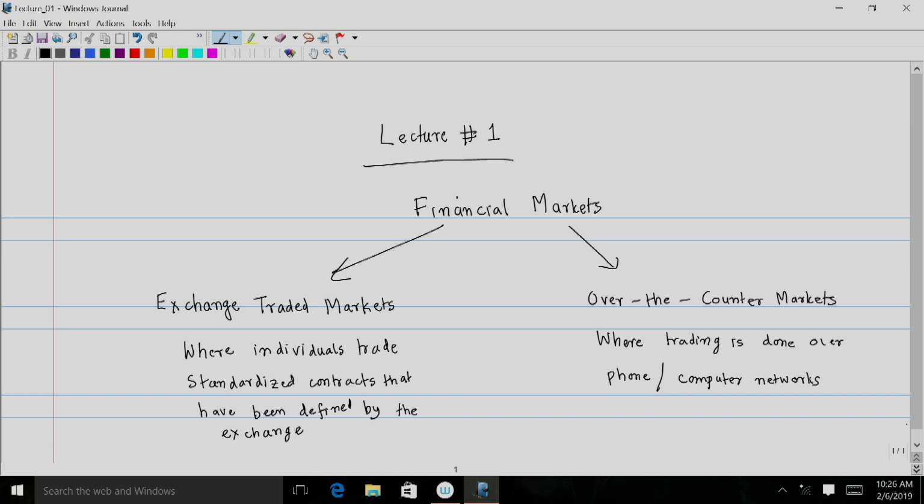So, for the exchange traded markets, what typically happened traditionally was that they had an open outcry system where traders were physically present on the floor of the exchange in order to carry out the transactions. However, over a period of time it was slowly phased out, and today mostly exchange traded markets involve trading that is done through an electronic system.